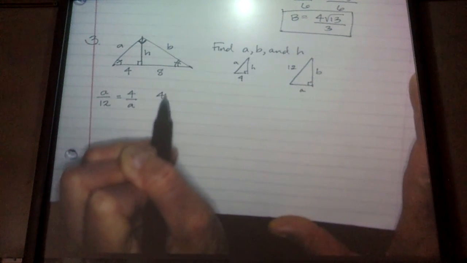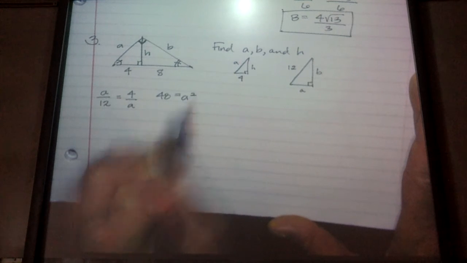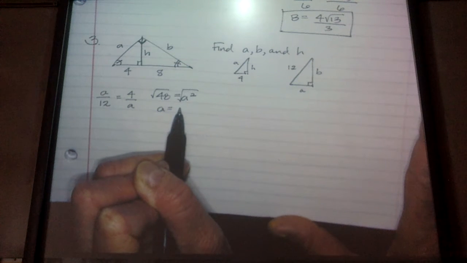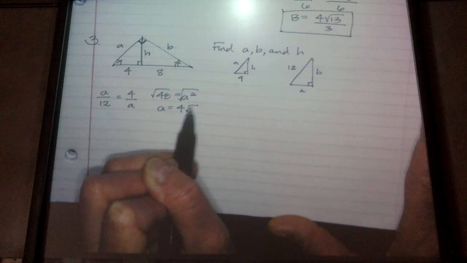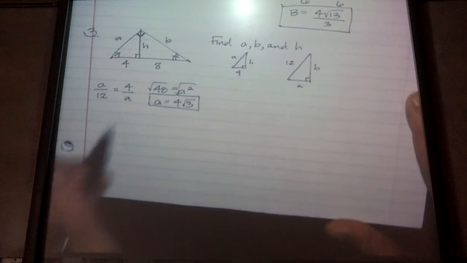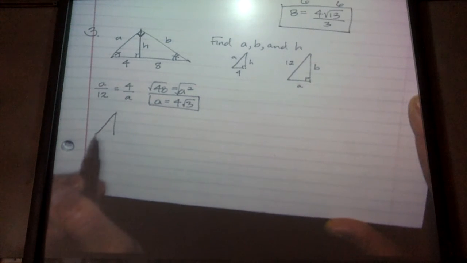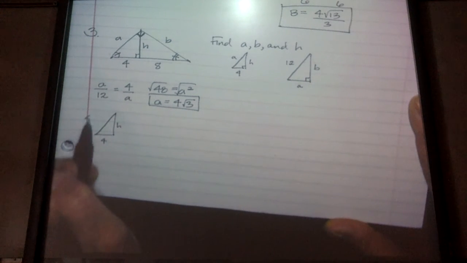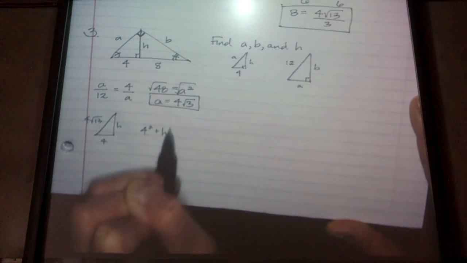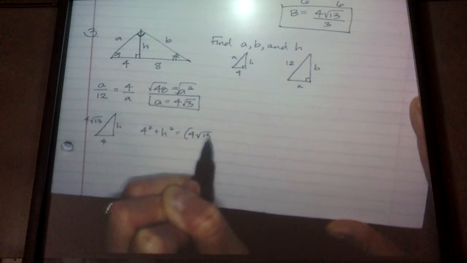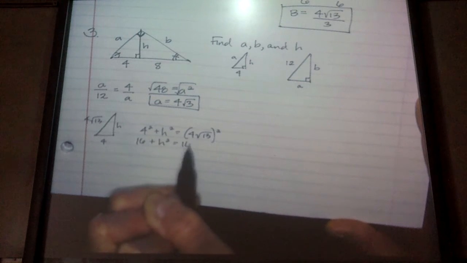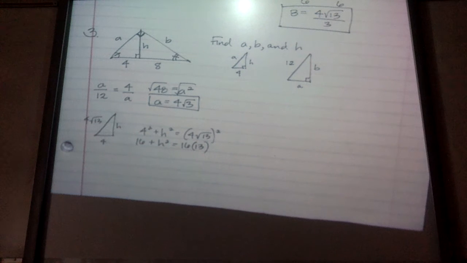So if I cross multiply, I get 48 equals A squared, square root, A equals 4 root 3. Now from there, it's easy to find H, right? For H, I now know if this is H, this is 4, this is 4 root 3. So I know that 4 squared plus H squared equals 4 root 3 squared. So 16 plus H squared equals 16 times 3.